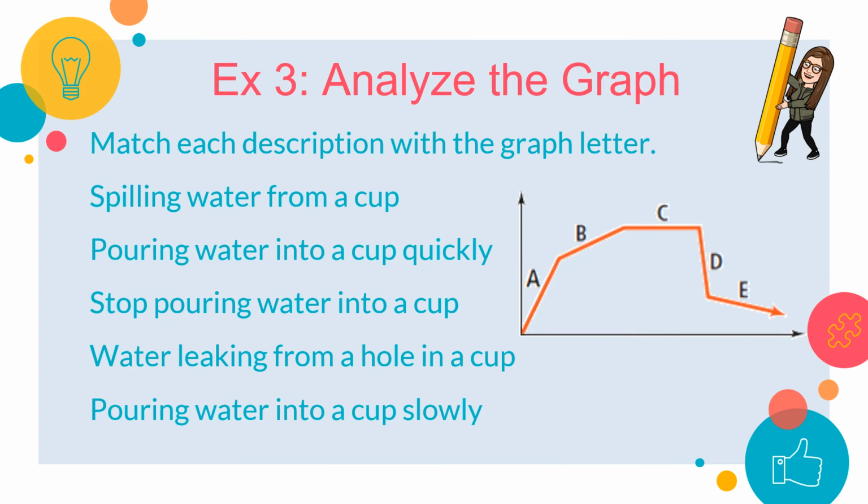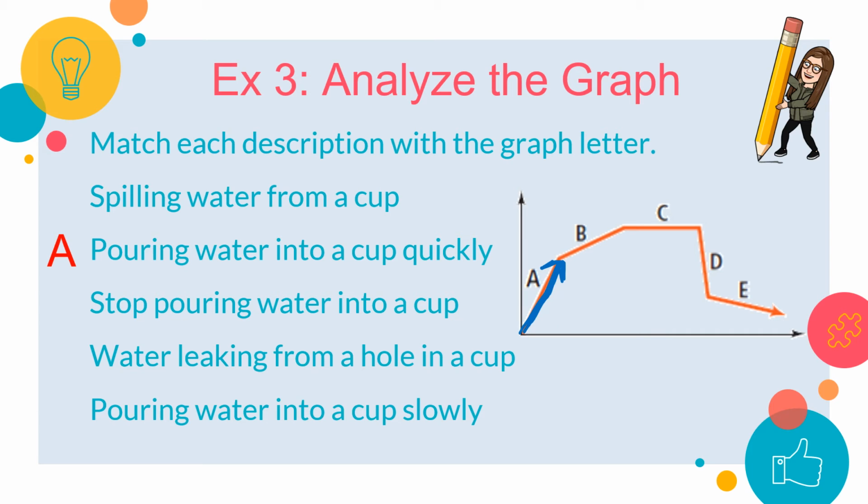All right, this time we're going to analyze this graph. Just looking at the graph, I have no idea what it's about. But I see 5 descriptions, and we're talking about water in a cup. So if I look at this first piece, it's going up, it's pretty steep. If I'm going up steeply, I'm pouring water into the cup quickly, right? So the volume is increasing quick.